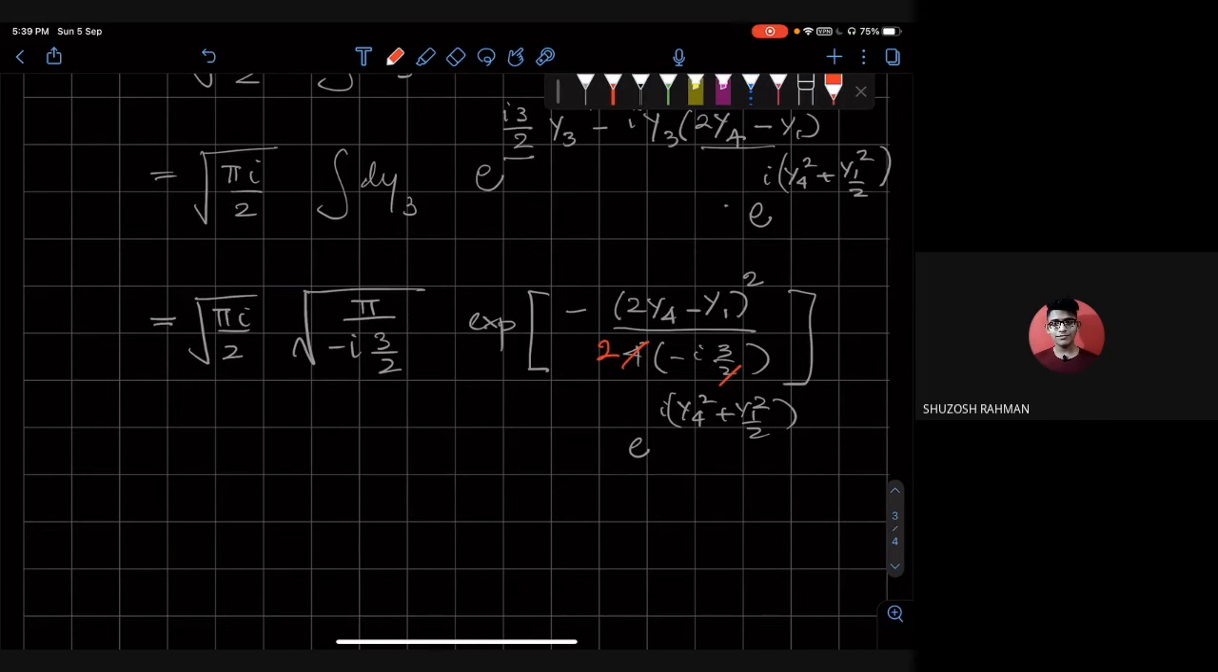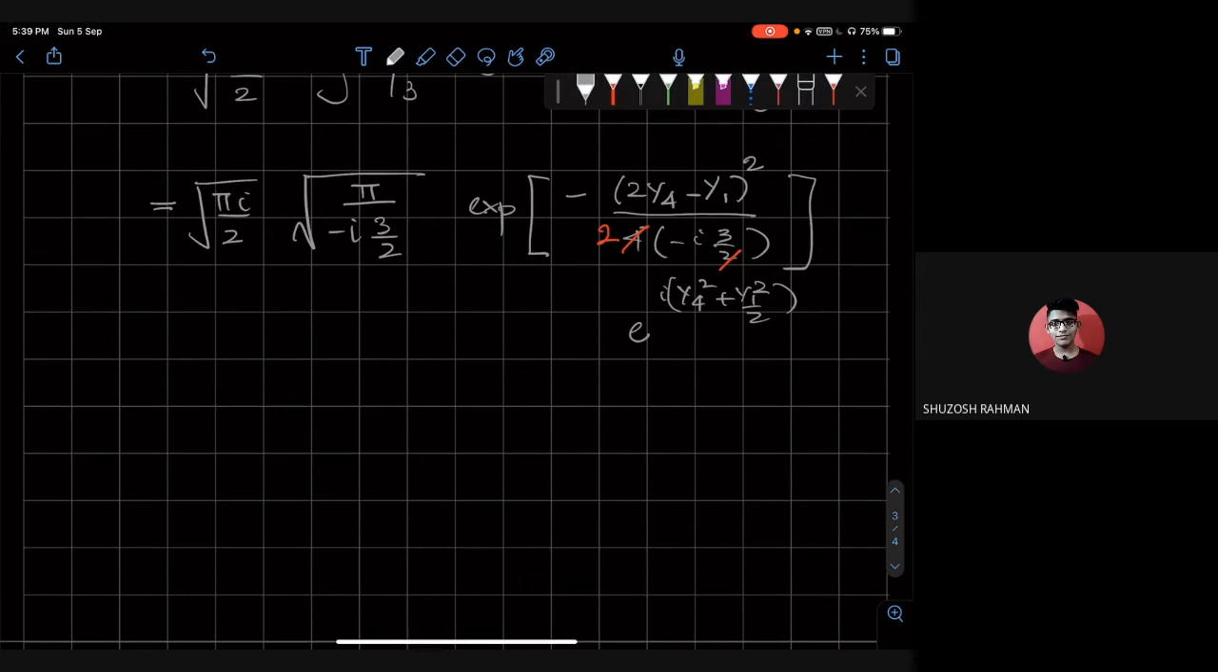This 2 will reduce this to 2. And so this will be square root of pi i by 2. So pi i 2 by 3 square root. In the exponential, now we have to massage this, and we have minus i. This 2 times 3 will give me 6. So minus i by 6.